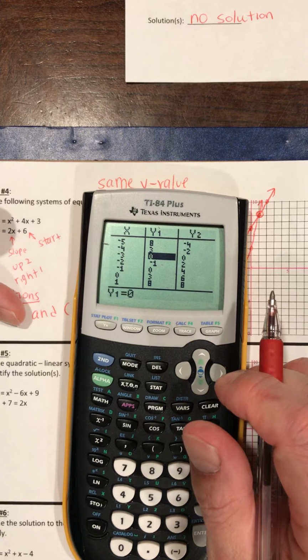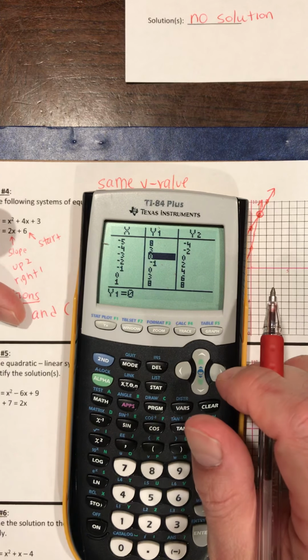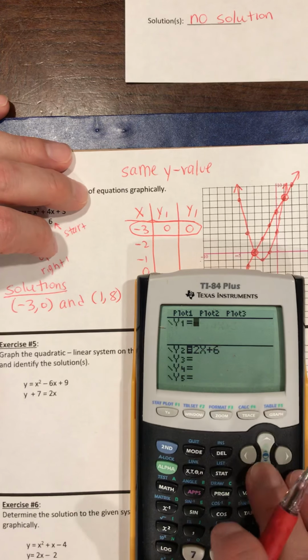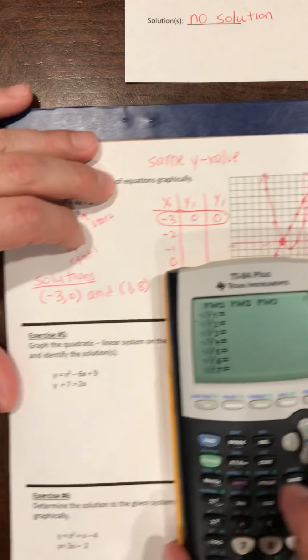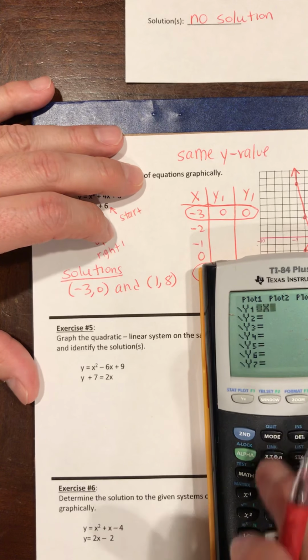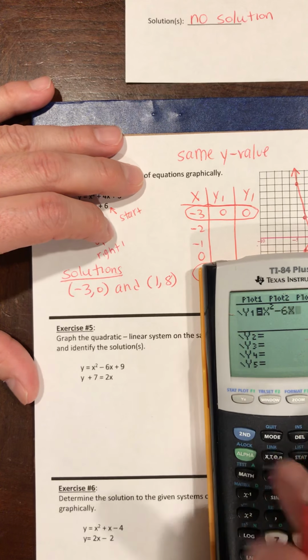All right, so I'm going to have you try a couple more of these. You know what, maybe we'll do one more. Let's do one more together, and then you can try these. All right, so I'm going to graph on number 5, x squared minus 6x plus 9.